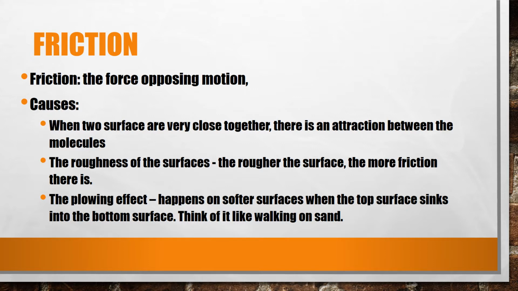This is why it is much easier for someone to slide on ice than on grass, as ice has a much smoother surface. And finally, friction occurs because of the plowing effect. This is what happens when the top layer of a soft surface sinks into its lower surface. A great example of this is when you are walking on sand. Each step you take, you sink a little bit, making it more difficult to walk.